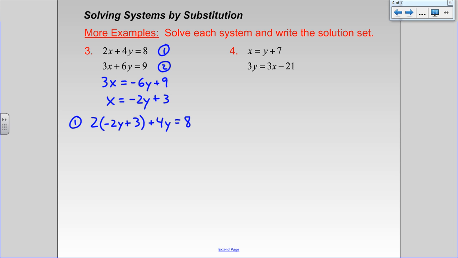Now we will solve for y in equation 1. First, applying the distributive property, and then combining like terms, we obtain the equation 6 equals 8. This is a false equation, indicating that there are no solutions to our system. The solution set is the empty set, and the graph of these two lines would represent two parallel lines.